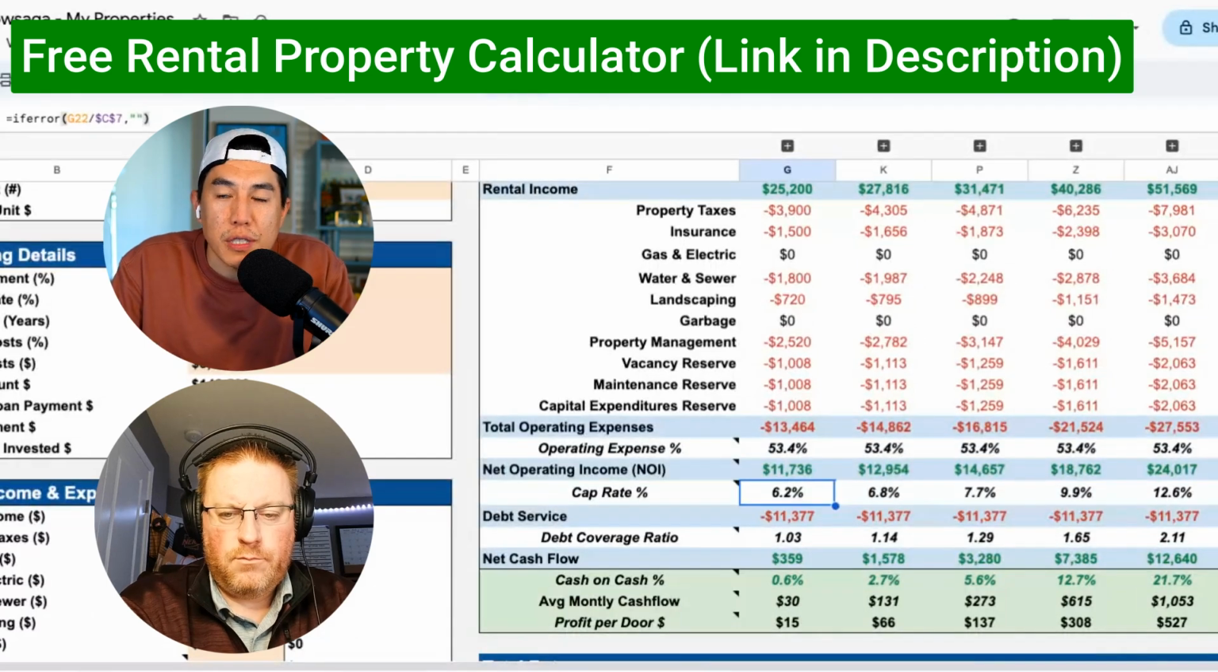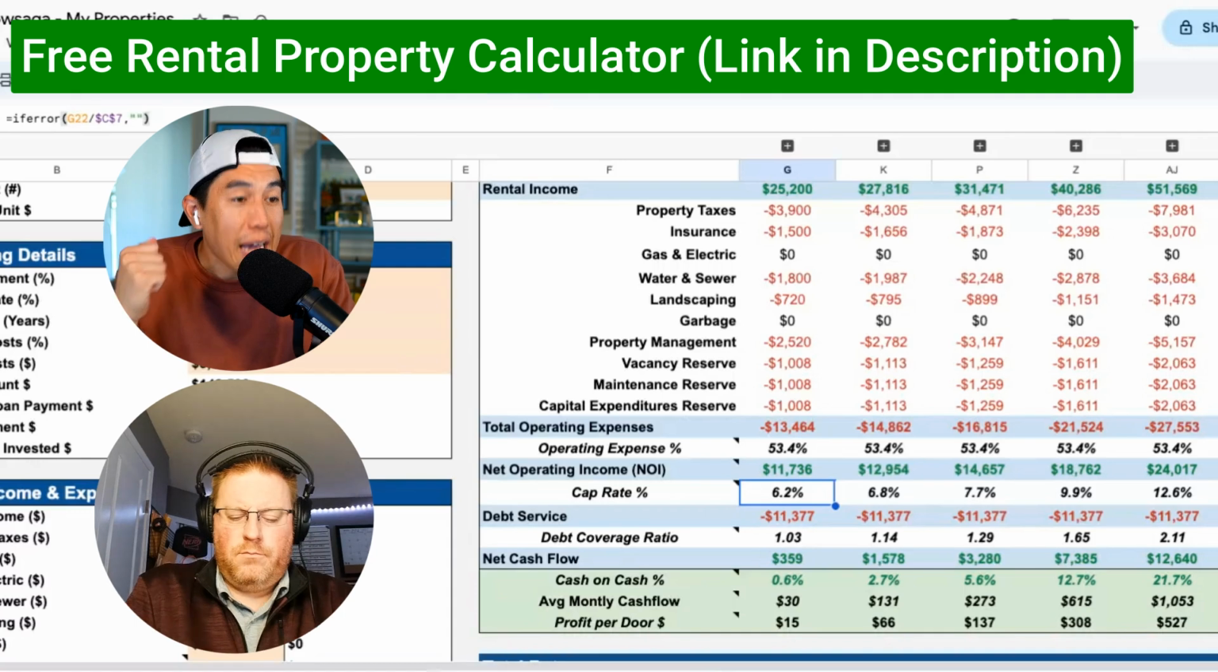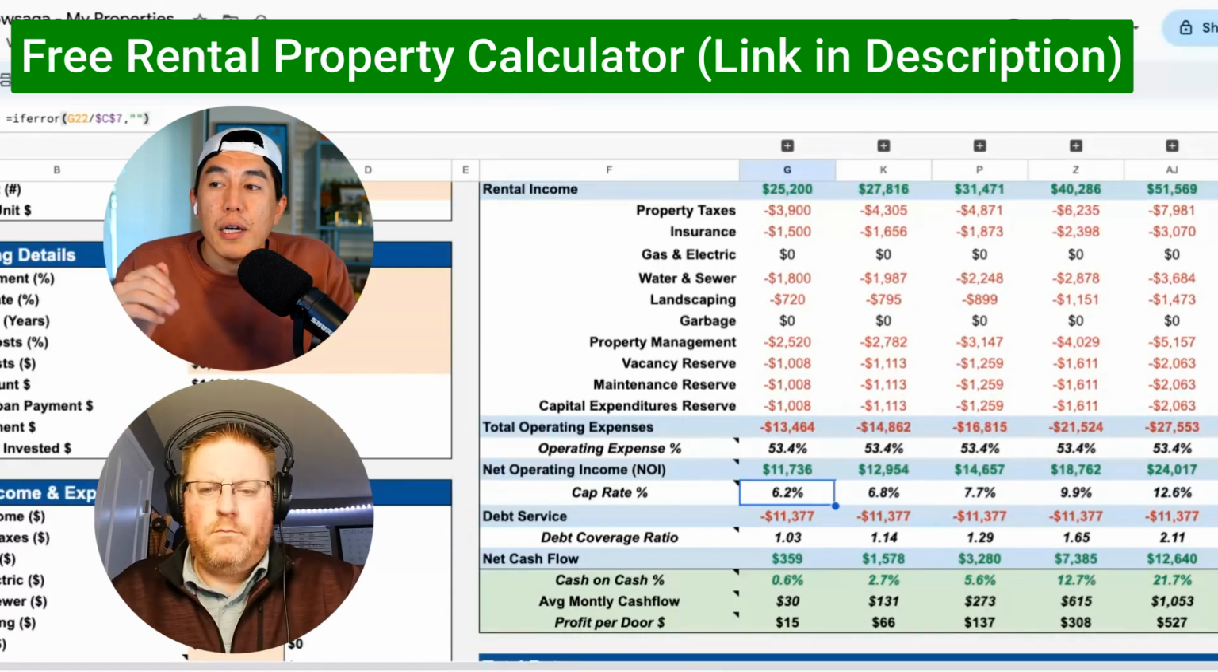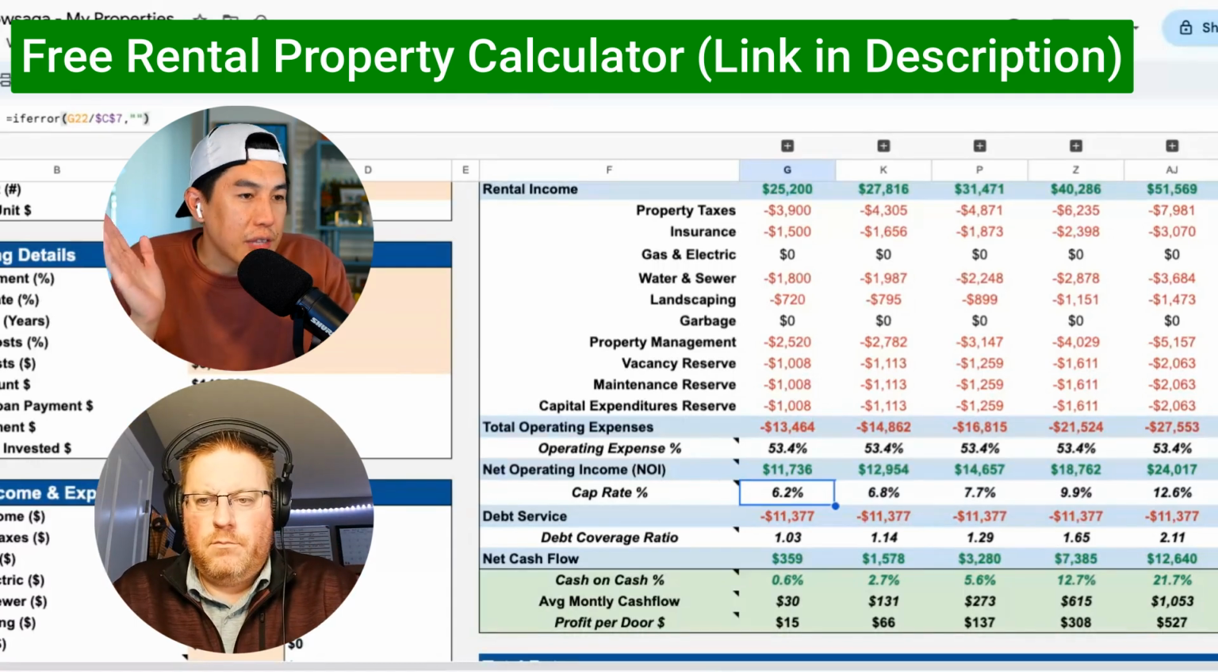And that's a 6.2% return. That's lower than the interest rate. So what that tells me is that's red flag number one for me personally on this deal: we're in a negative leverage scenario because the cap rate is lower than the interest rate. But we don't have to go too deep there. That's just another thing to analyze.